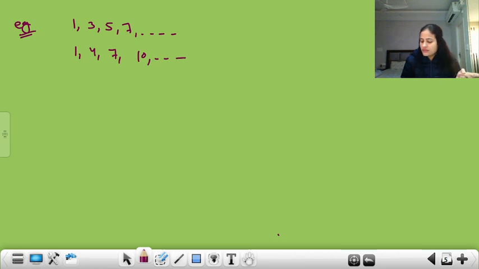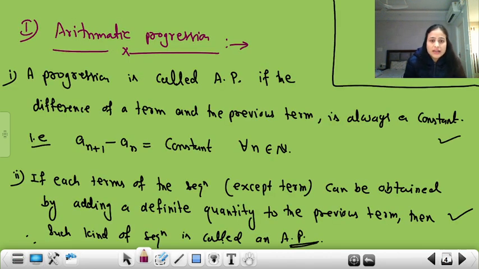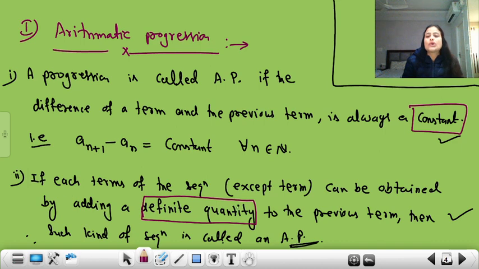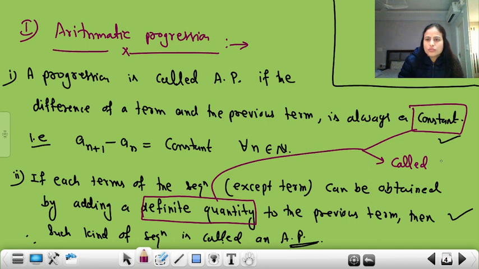And one more thing, let me take you to the previous slide. This fixed quantity, this definite quantity, or this constant in these two definitions is known as the common difference, and this common difference is generally denoted by small d, right?